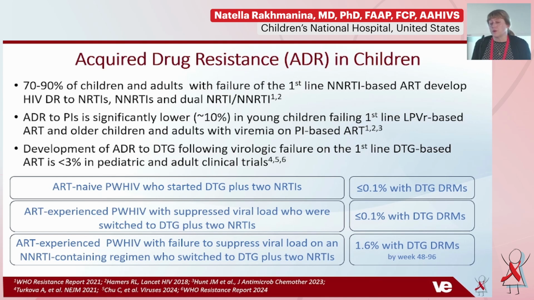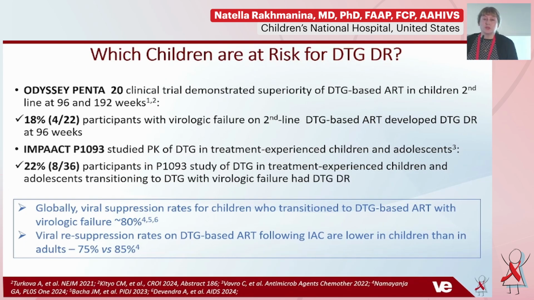And here are the summaries from the WHO resistance report and the Schaffer group from the clinical trials in adults, ART-naive and experienced with viral suppression transitioning to DTG, the first two rows, less than or equal to 0.1% of DTG DRMs, and experienced transitioning with virological failure, 1.6% DTG DRMs, so under 3%. But looking at those children who transition with virological failure, with viremia, to a DTG-based regimen in clinical trials, ODYSSEY, PENTA and IMPAACT 1093, the rates of DTG-DR are quite higher, approximately in the range of 20%.